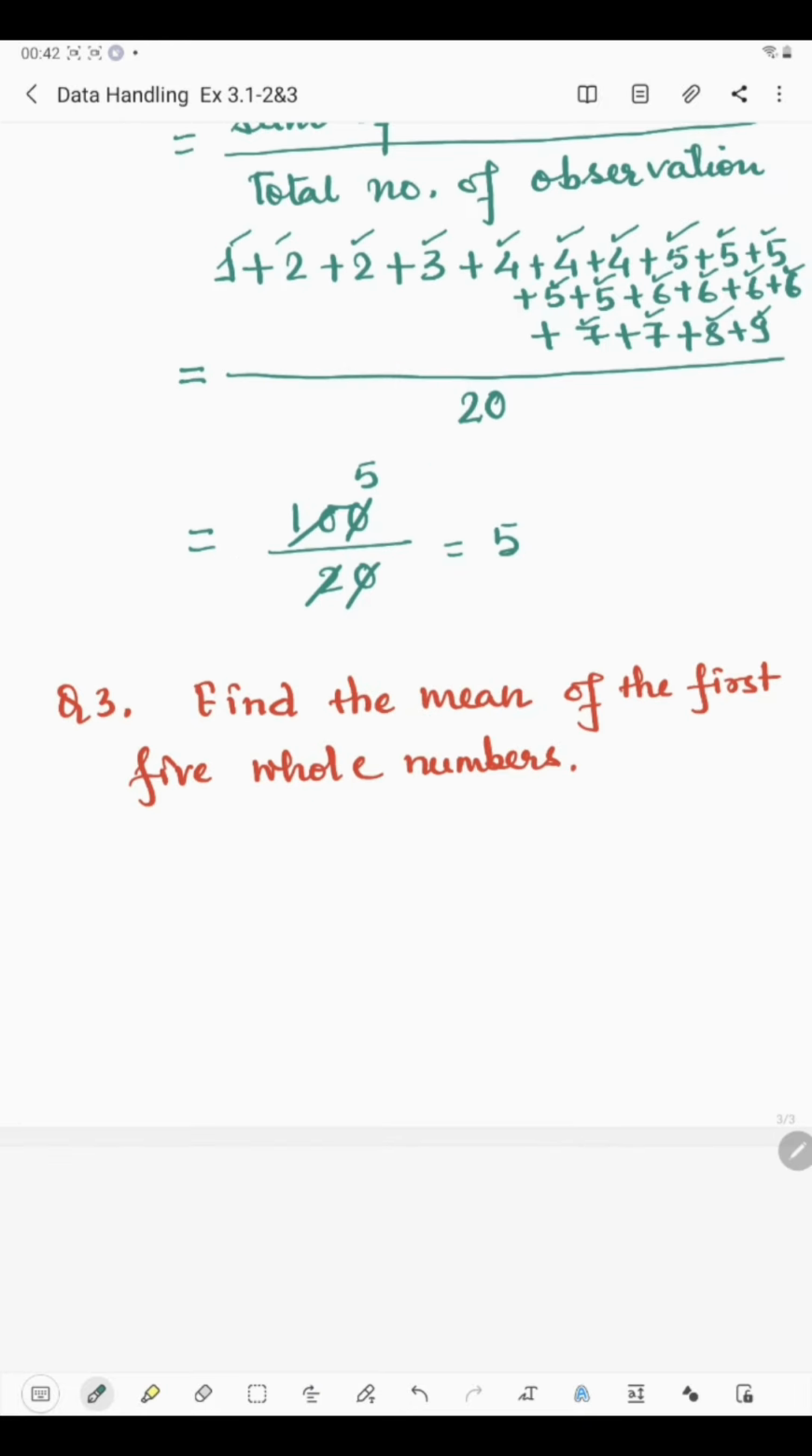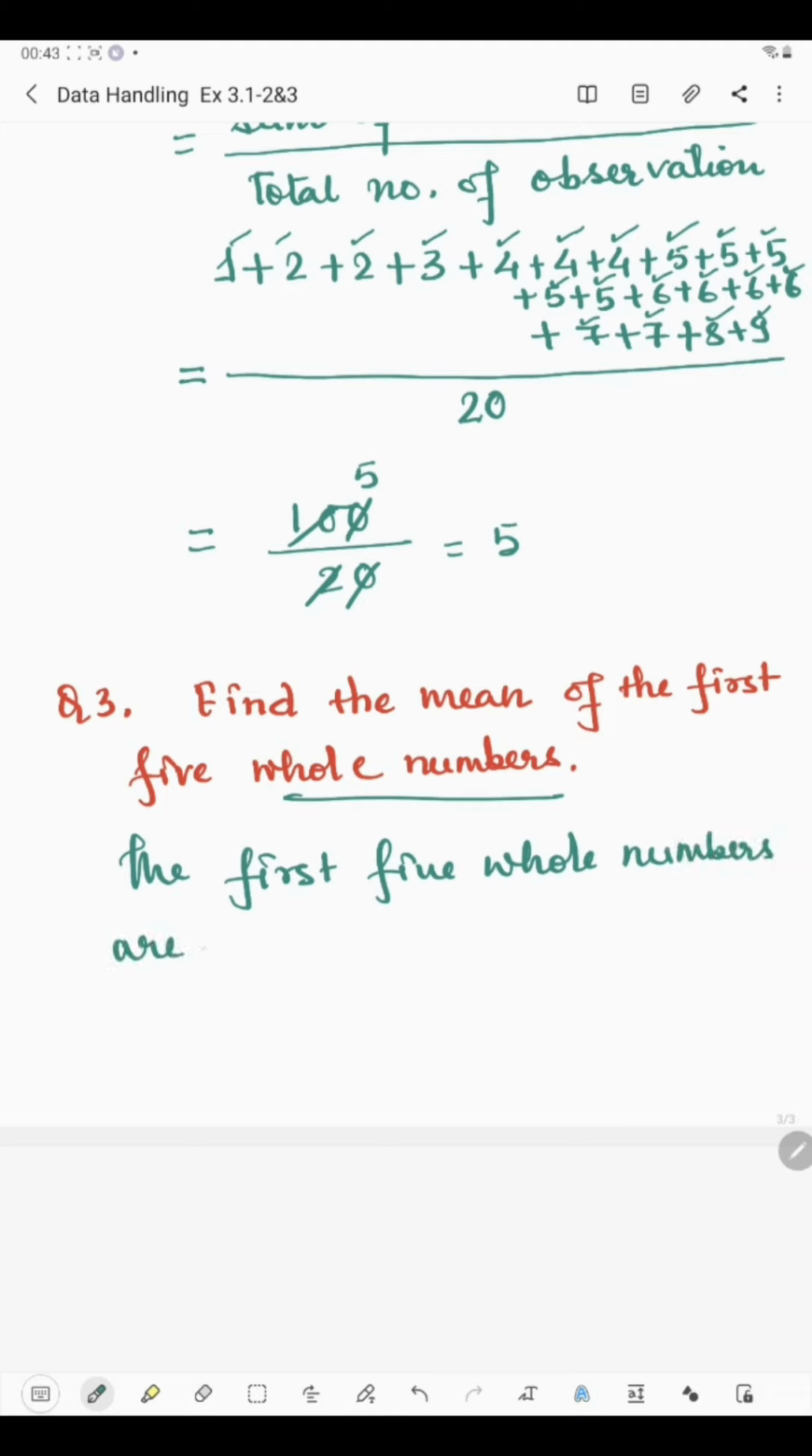Question number 3 says find the mean of the first 5 whole numbers. Now we know that whole numbers start from 0. So the first 5 whole numbers are 0, 1, 2, 3, 4. We need to write 5 whole numbers, so 1, 2, 3, 4, 5, so we will write up to 4.